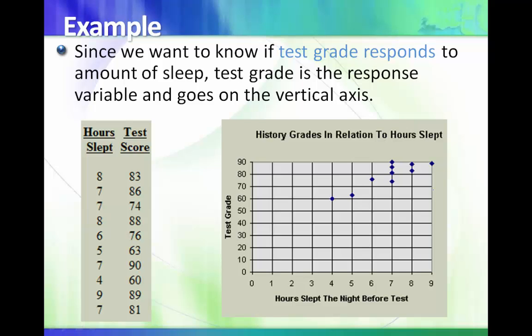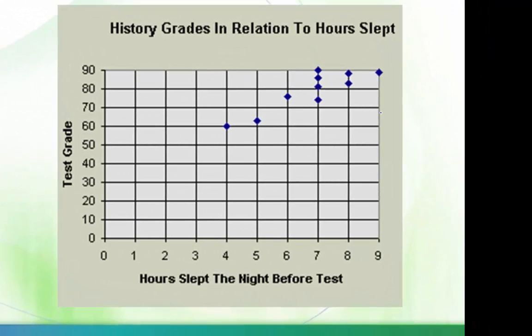Since we want to know if test grade responds to amount of sleep, test grade is the response variable and goes on the vertical axis. And this is what your scatter plot would look like. It does look like the relationship is linear because we could put a line right through here.